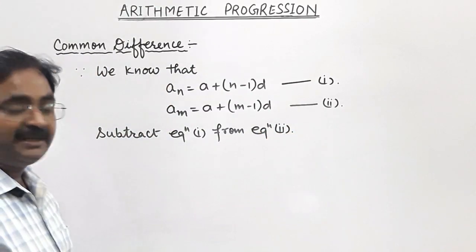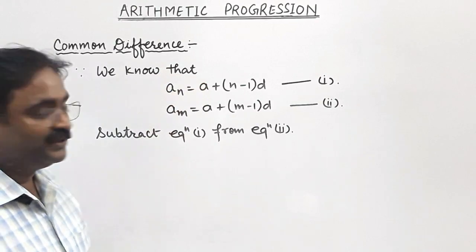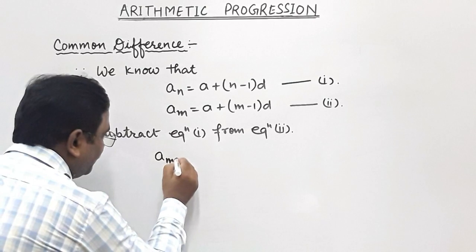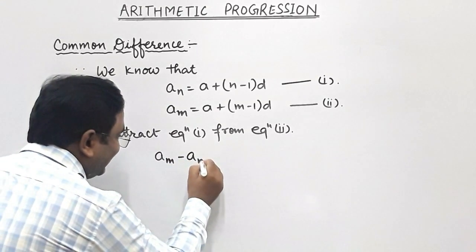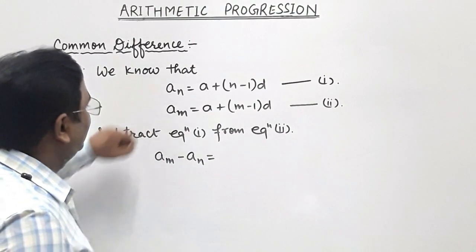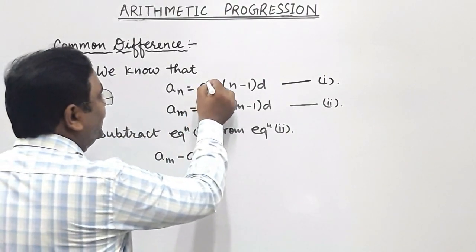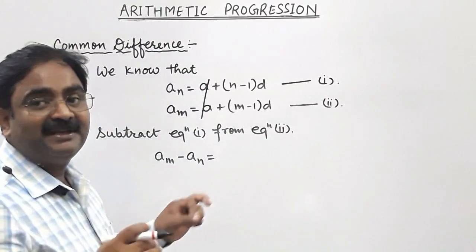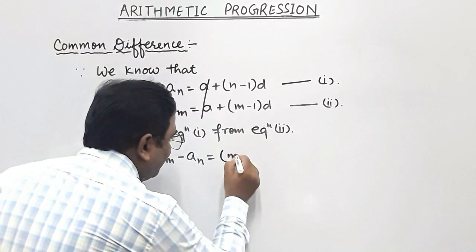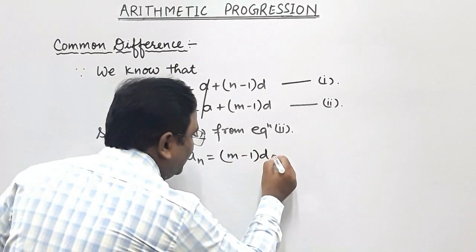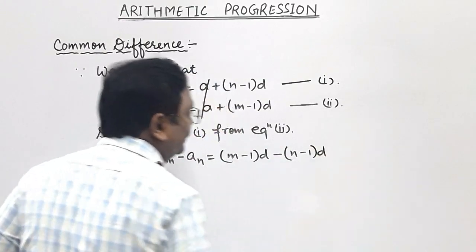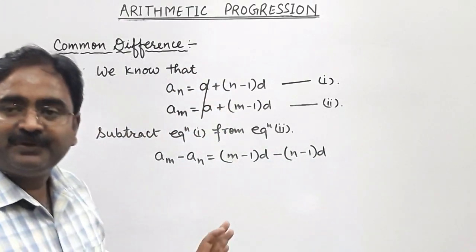We are going to subtract equation 1 from equation 2. So it can be written as a_m minus a_n. On the left side, a_m minus a_n, and this term a will be cancelled, and the other is (m minus 1) into d minus (n minus 1) into d. Is it okay for you?